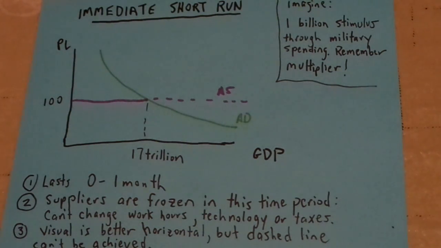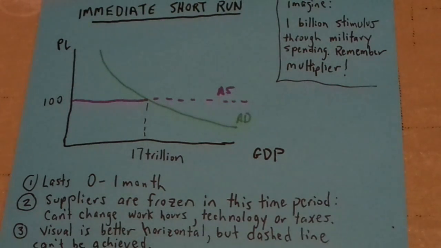The immediate short run lasts only 0 to 1 month. So almost immediately firms can do things, but in this first month, they really can't. So the government announces a surplus, or I'm sorry, a stimulus, but suppliers are frozen for now. They can't change work hours. They have to ask employees. They can't change technology, and the taxes don't change.